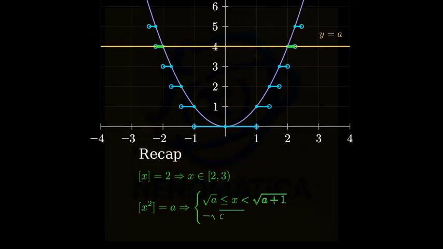Recap: for floor of x equals 2, we intersected the line y equals 2 with the step graph and read the x interval left bracket 2, 3 right parenthesis. For floor of x squared equals a, we used the definition of the floor function to get a less than or equal to x squared and x squared less than a plus 1. Then took square roots and split absolute value to get the two intervals.